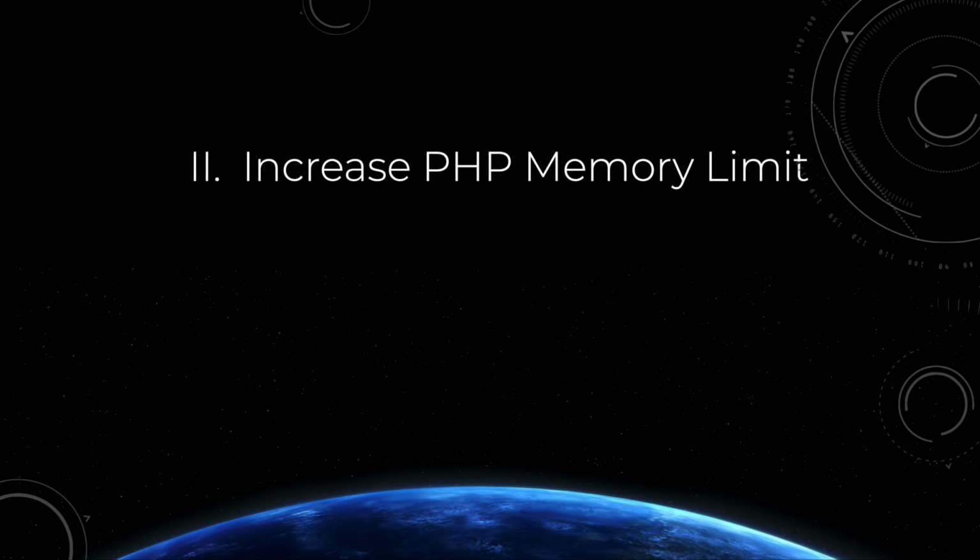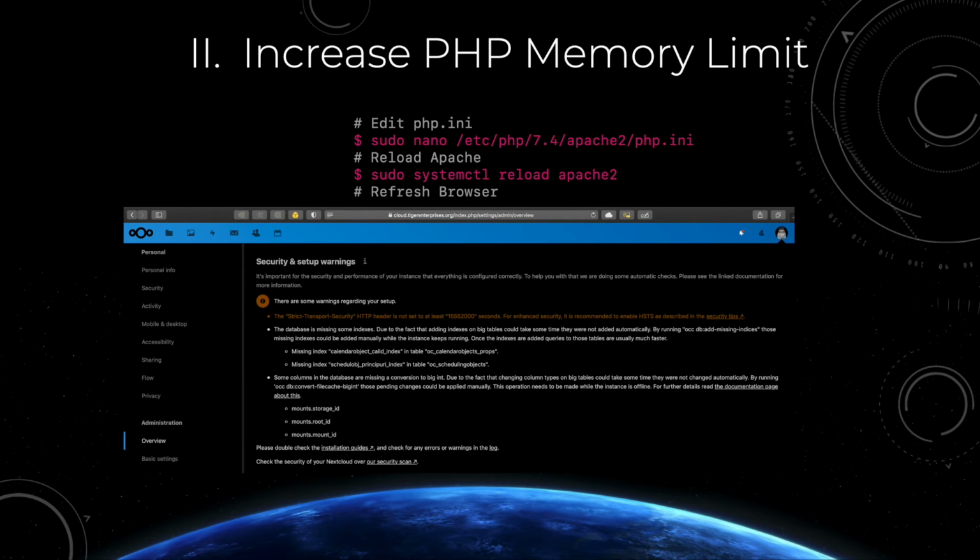So the default PHP memory limit is only 128 MB. However, Nextcloud recommends at least 512 MB to improve our server's performance. To change the PHP memory limit, we just have to edit the php.ini file using the nano text editor and change the memory limit to at least 512 MB. After that, we just need to reload Apache and wait for the changes to take effect. Once that is done, the warning about the PHP memory limit should be gone from the security and setup warnings page.